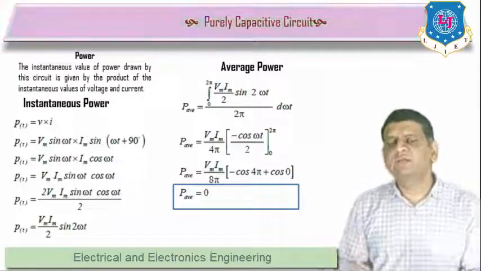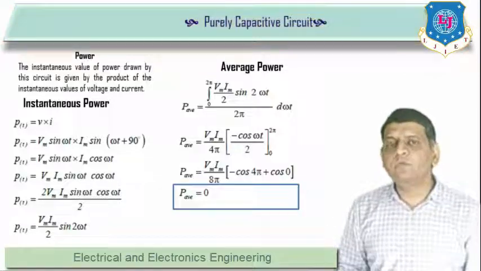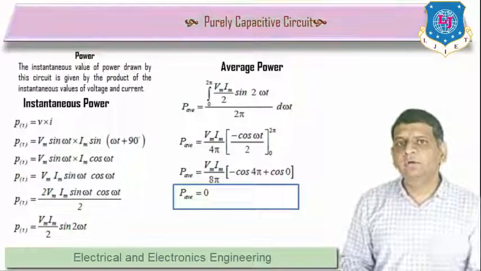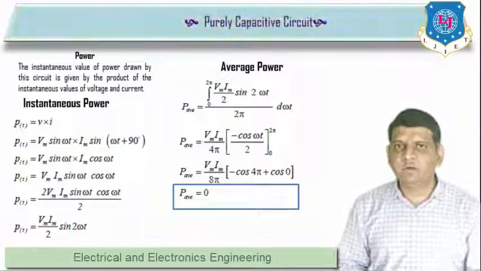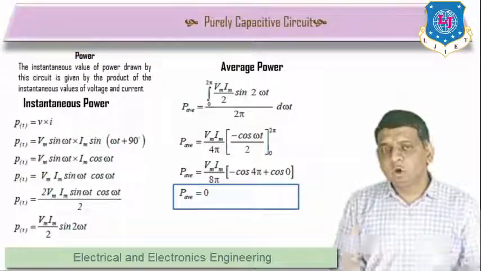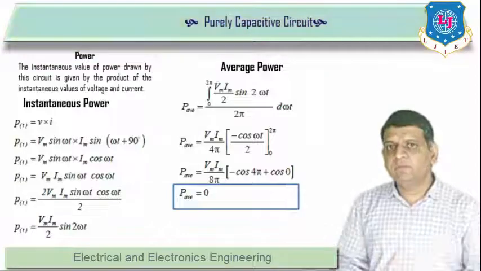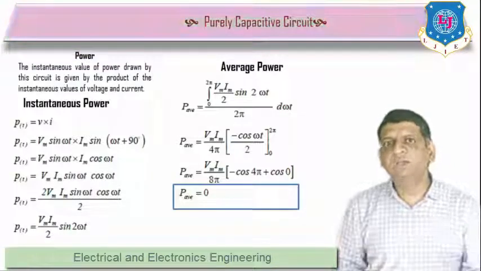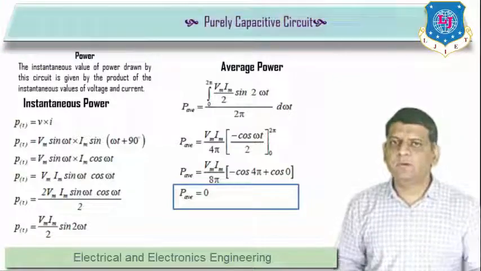And for first case, the purely resistive case, the power you will get the constant power P is equal to Vm Im by 2, that is Vm by root 2 into Im by root 2. So that average value of power is equal to Vrms into Irms. But this is not the case for the purely inductive and purely capacitive circuit. For both the circuits, purely capacitive and purely inductive, average power is equal to 0.